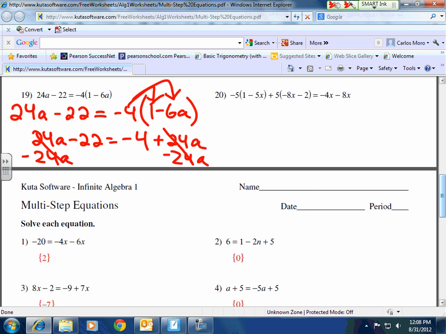The a's cancel, so remember, either this is going to be a true statement, in which case it's an identity and all real numbers are solutions, or it's going to be a false statement, in which case there is no solution. Negative 22 equals negative 4, that is false. So that is no solution. Done.